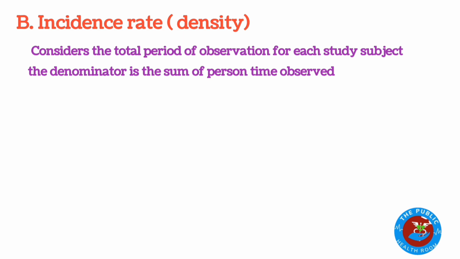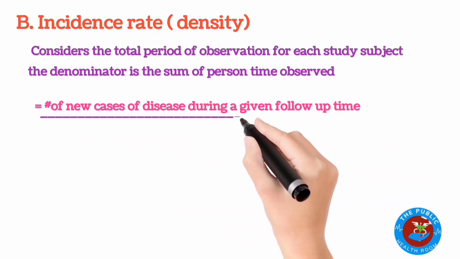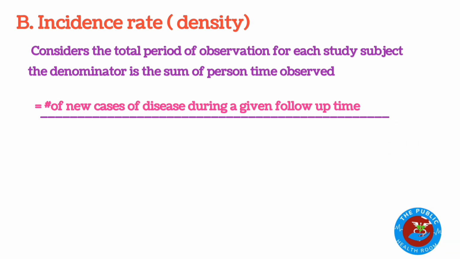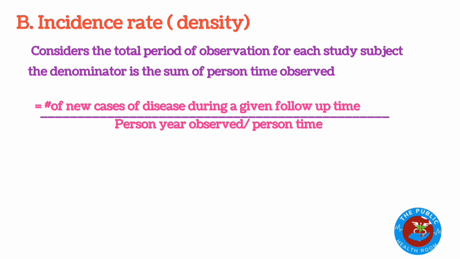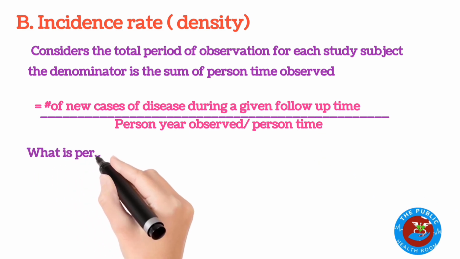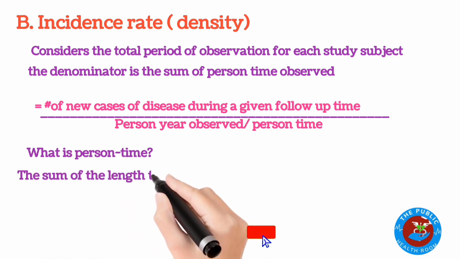An incidence density measure is a speed, usually expressed as the number of cases per 1,000 or 100,000 units of follow-up time. Calculated by the formula: incidence density is equal to the number of new cases of disease during a given follow-up time over person years observed or person time. What is person time?